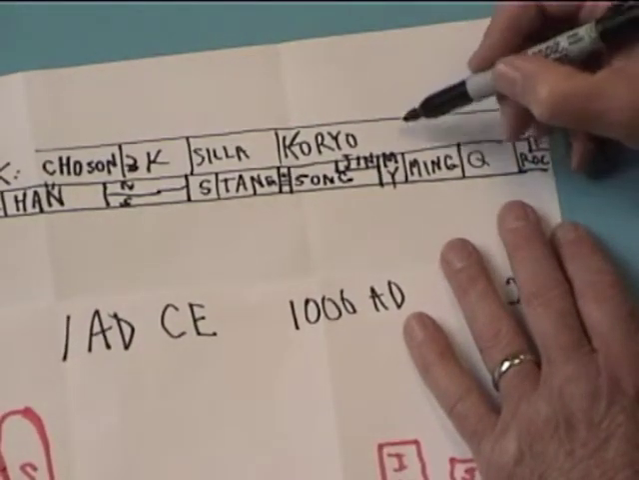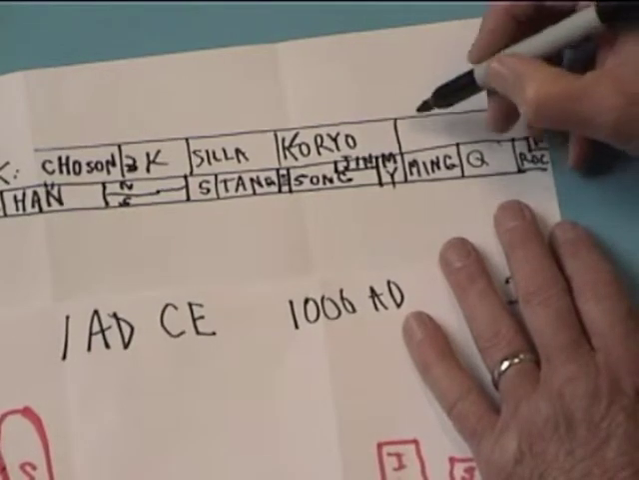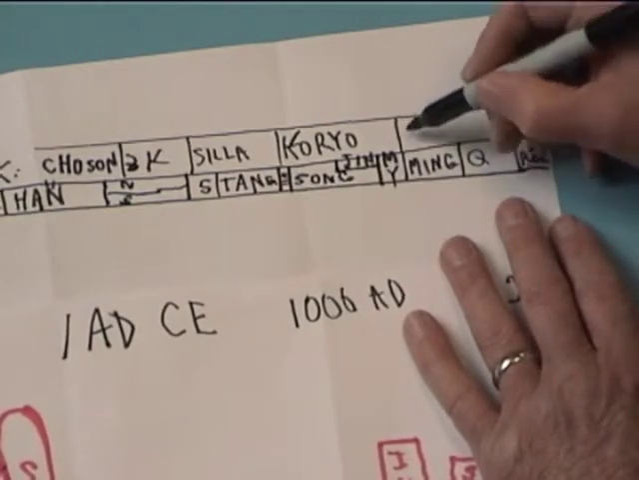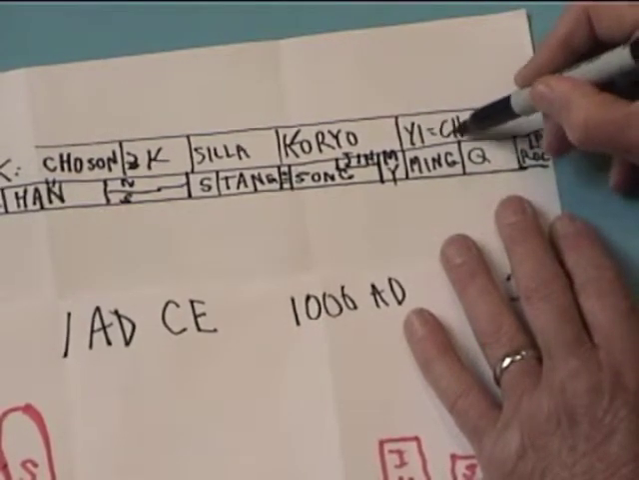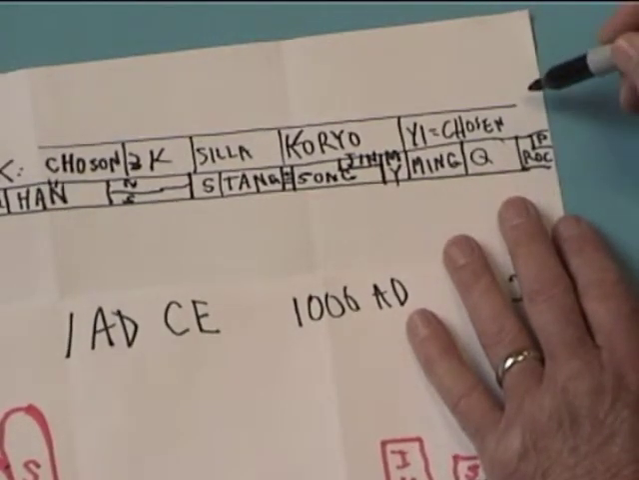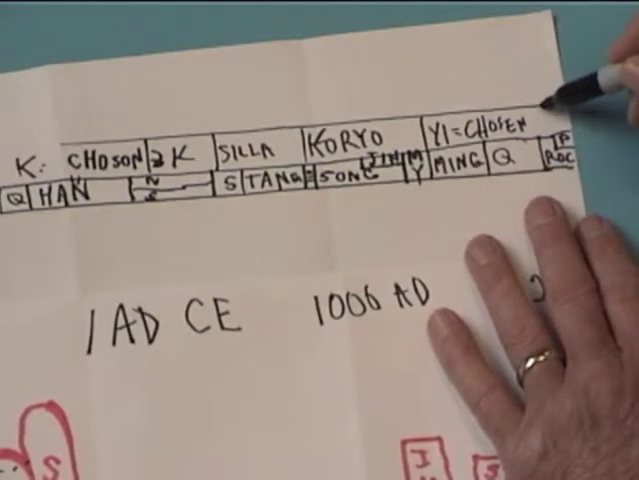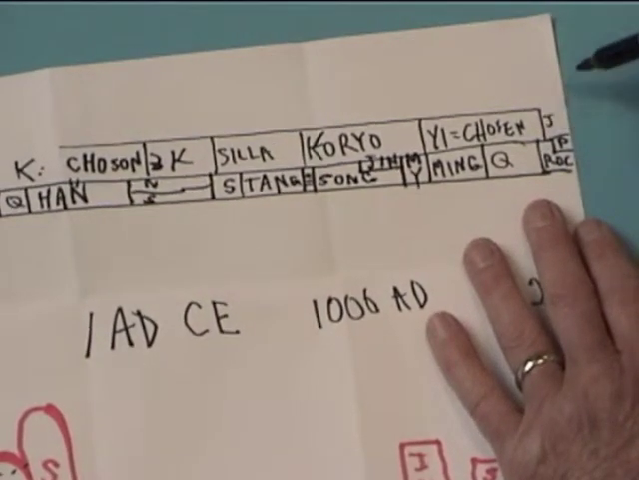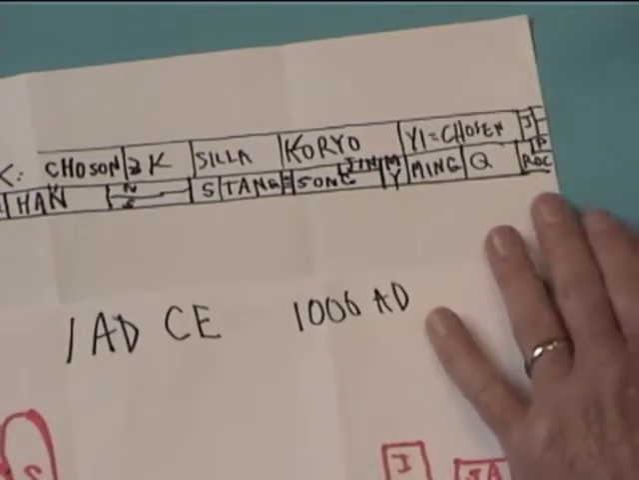Finally, in the 1300s, the dynasty called Yi, and it has another name, Chosen. Around 1910, Japan took occupation of Korea, and that continued all the way up to the end of World War II. And as you know, since then Korea has been split into North and South.